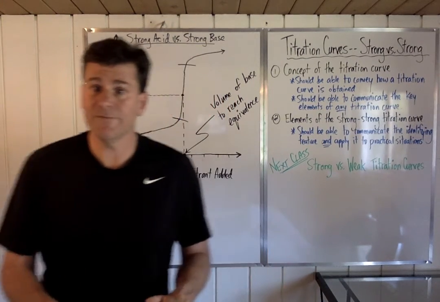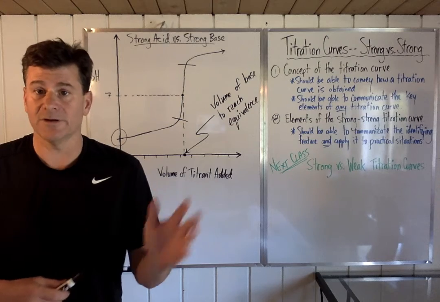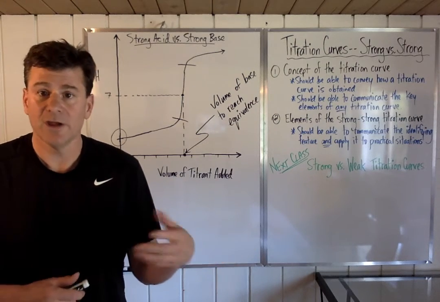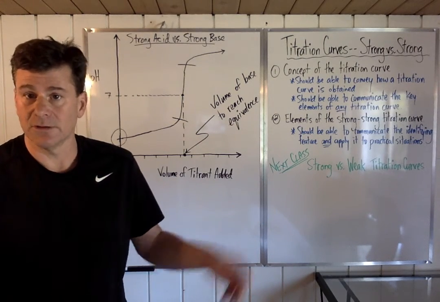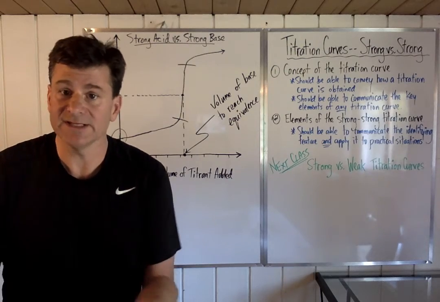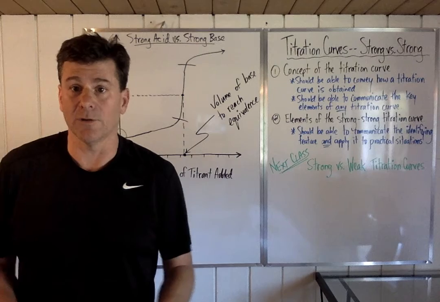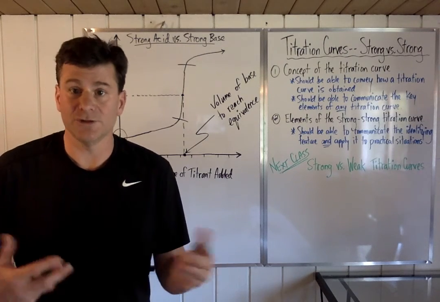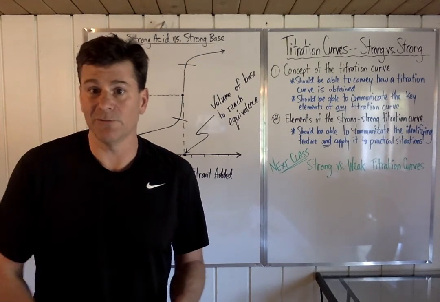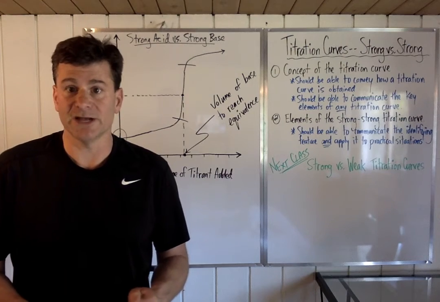Okay, so hopefully that helped you out a little bit. If you're in a lab and you're doing a titration curve, there are lots of things you can do with it. You can identify what it is, and not only that, you can figure out the volume that it took without using an indicator. You can figure out where the equivalence was, and you could do the concentration as well, because you now know the volume of whatever it took to titrate it.